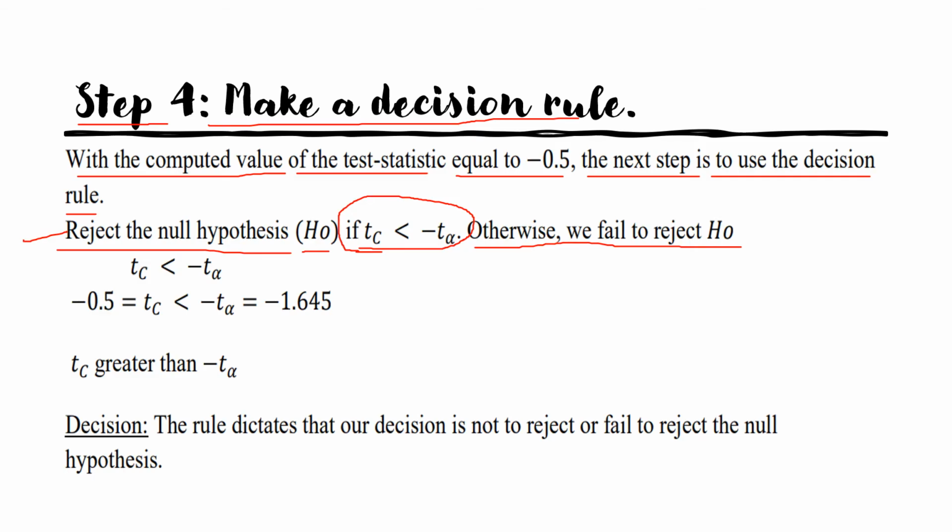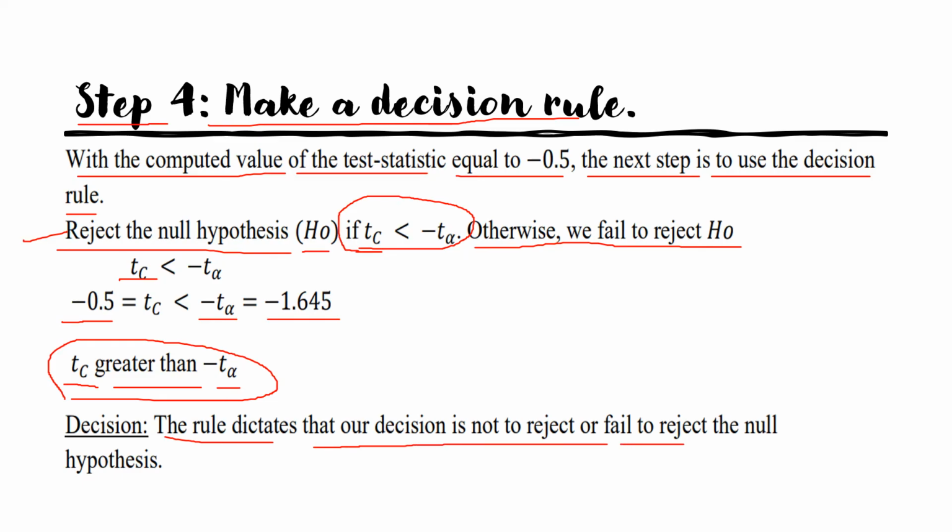Now, let's compare your critical value and your computed t. Your computed t is negative 0.5 and your negative critical t value is negative 1.645. Since your computed t is greater than your negative critical value, our decision is based on these values. So the rule dictates that our decision is to not reject, or fail to reject, the null hypothesis.